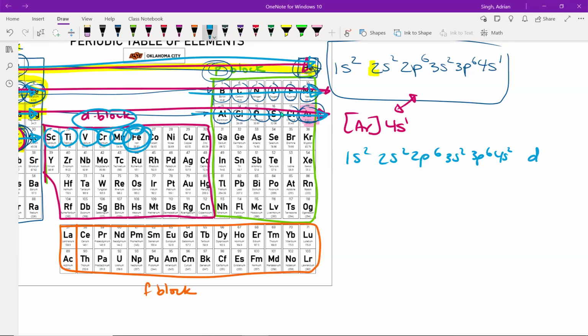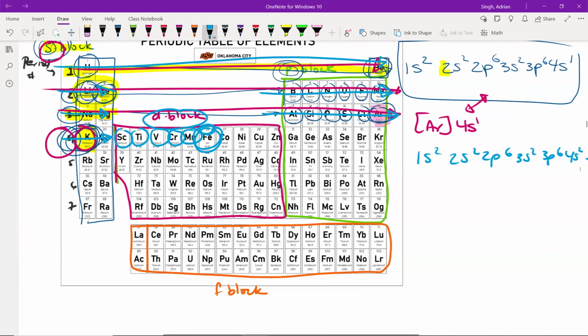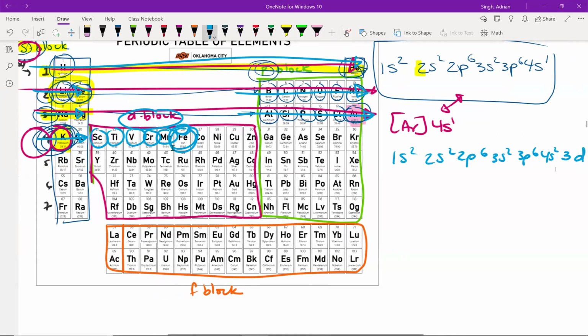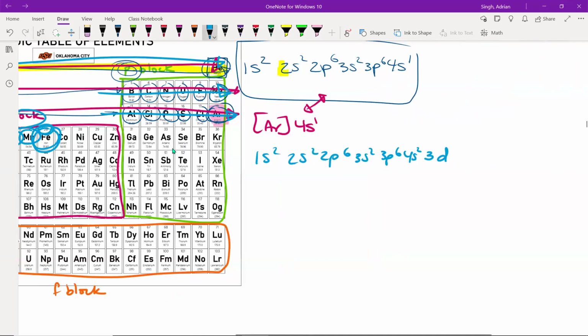However, when you number the D block, it's 1 less than the S, right? So if in that row the S was numbered 4, so this is 4s for potassium, and we started off that row with it, then the D in the same row is numbered just 1 less. So instead of being 4d, it would be 3d, and then we said 6. So we can say then that the D is numbered 1 less than the S and the P.